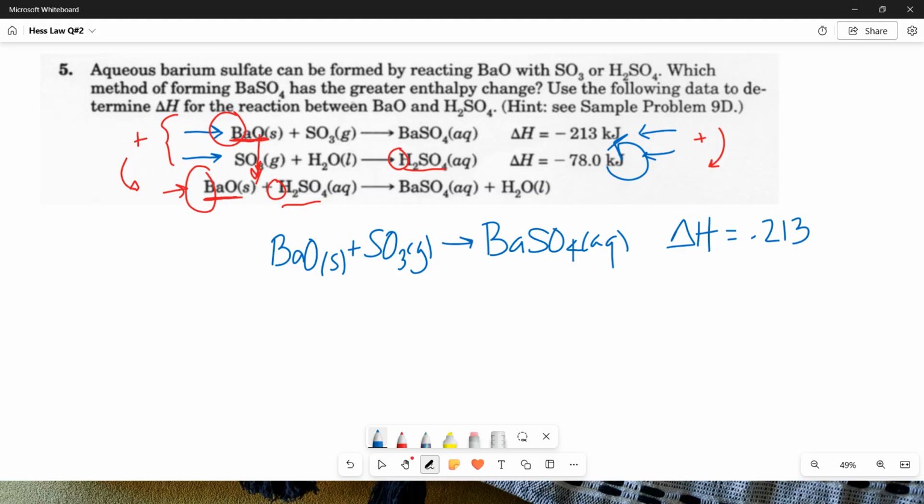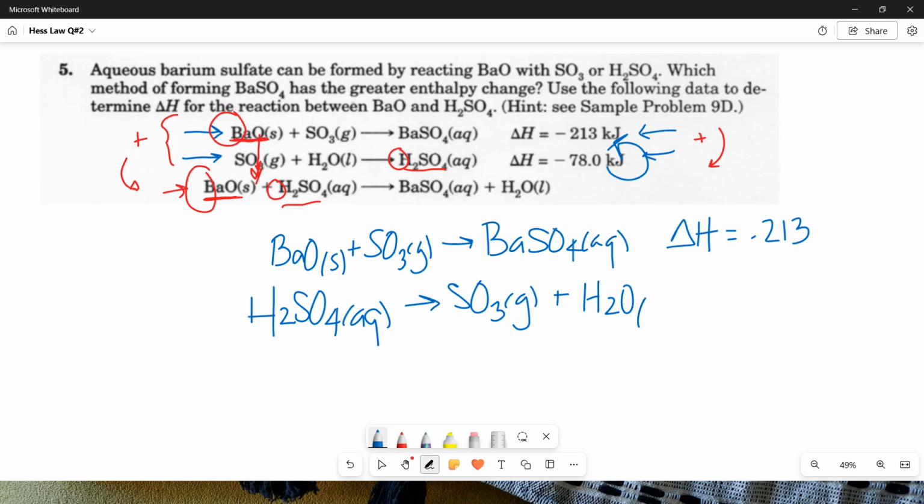So let's go ahead and turn that reaction around. Now my sulfuric acid is going to be a reactant instead of a product, and my products will be sulfur trioxide gas plus water in the liquid state. Since I turned this around, I'm going to make a negative of whatever my delta H was. It was originally negative, so now it becomes positive. So instead of negative 78, we have a positive 78.